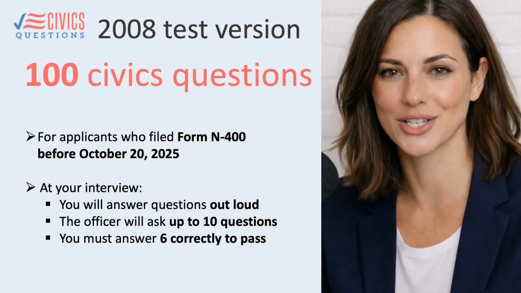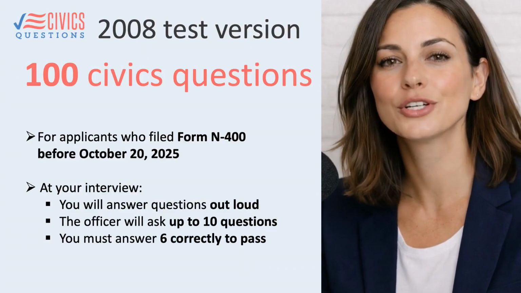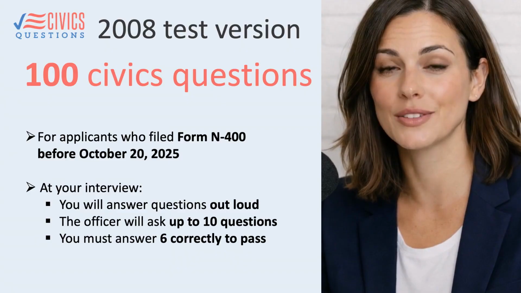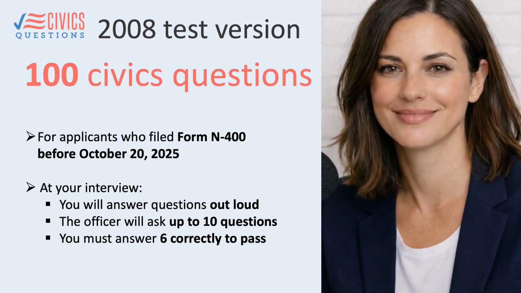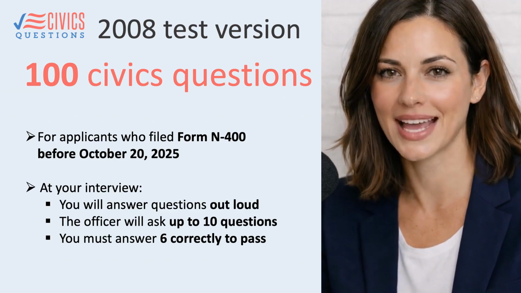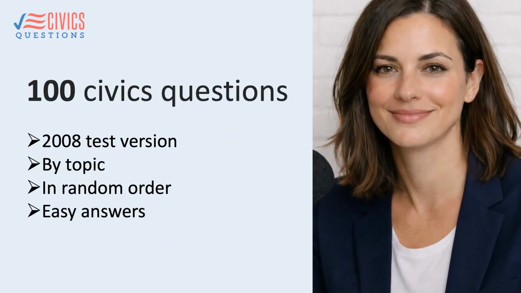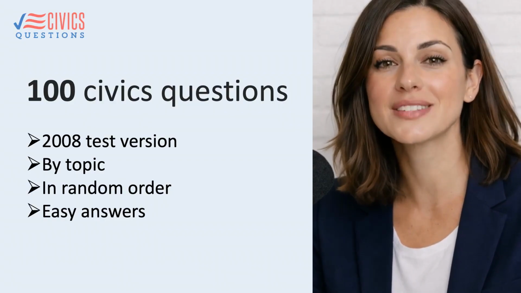Today we're practicing the U.S. Civics questions for the citizenship interview by topic. Before we start, make sure you know which test version you need to study. This is the older 100 questions civics test for people who filed Form N-400 before October 20th, 2025. At your interview, you'll answer the questions out loud. The officer will ask up to 10 questions, and you need 6 correct to pass. In today's video, I'll go through the questions in random order, and I'll give you one easy answer to remember for each one. I'll pause so you have time to answer too.